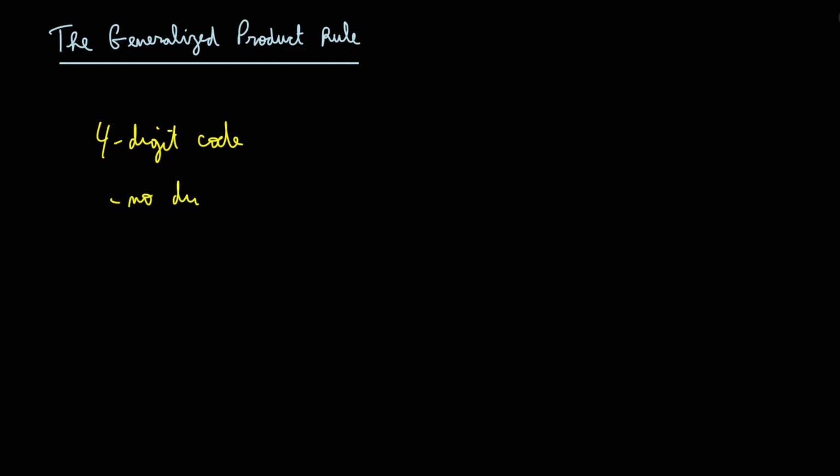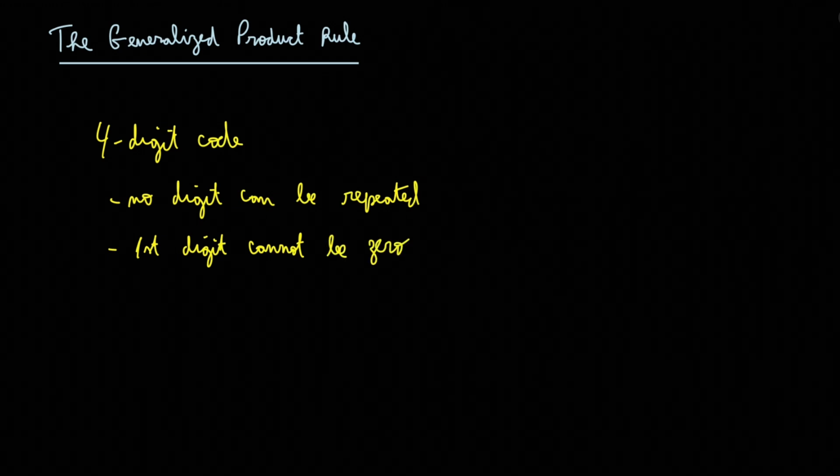Let's see another problem, this one a little bit harder. Suppose we want to form a 4-digit security code. So 4-digit code. But it has 2 restrictions. First one is no digit can be repeated. And the second one, the first digit cannot be 0. The question is, how many codes are possible?